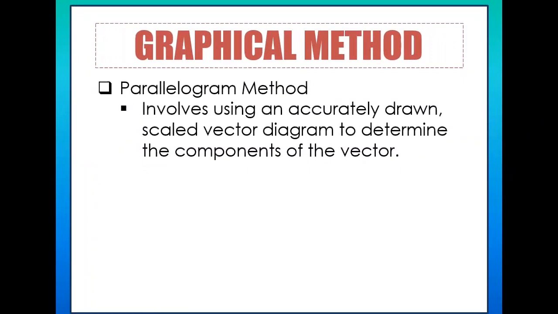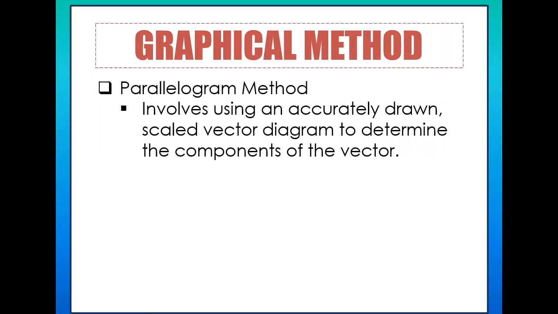Now let's have the next method under graphical method, and that is the parallelogram method. This is similar with the head to tail method in a way that we follow a strict scale as we draw the given vector diagram. But in this case, the main difference of this method to your polygon method is that the given here is the resultant vector. What we're after here is for us to look for the components of the vector.